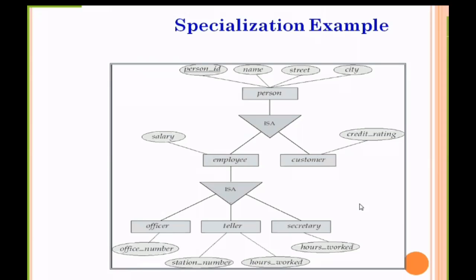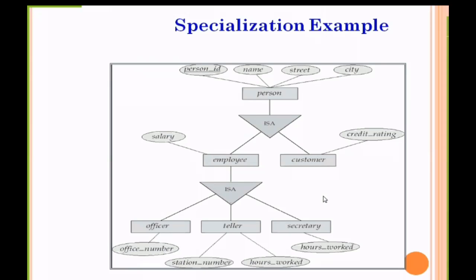We can also say it is an "is a" type of relationship, because definitely there is a relationship between employee and person, and customer and person. So this type of relationship is an "is a" relationship. We use this triangle shape to establish the "is a" kind of relationship between the classes.